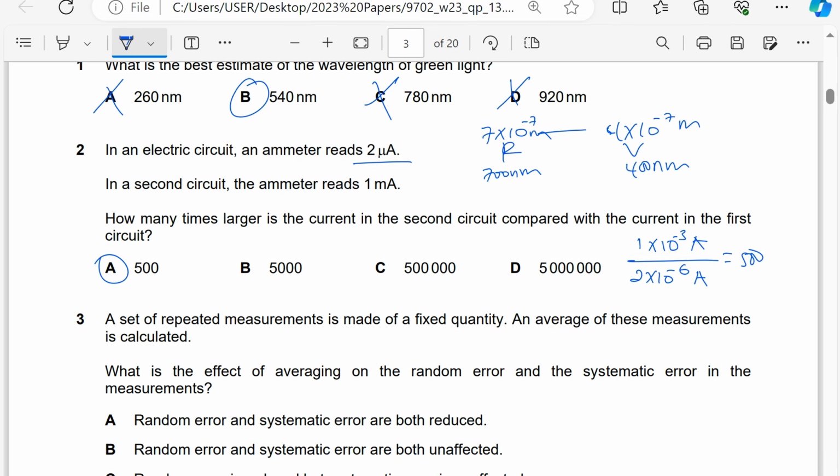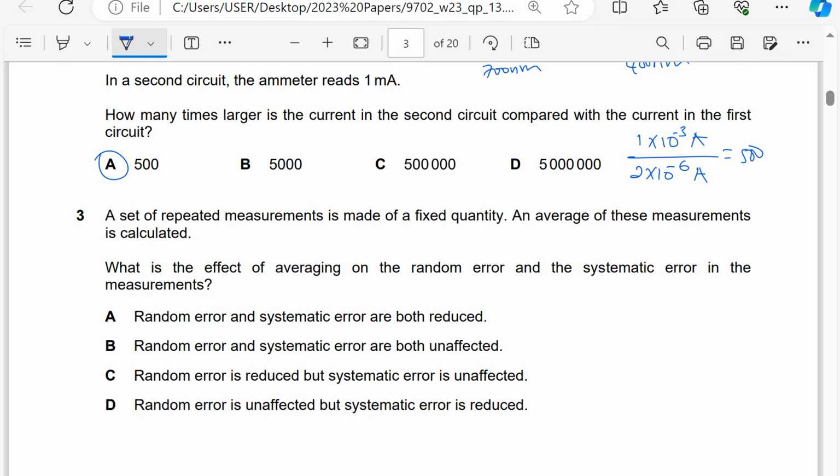A set of repeated measurements is made of a fixed quantity. An average of these measurements is calculated. Remember, the average only reduces random errors, not systematic errors. What is the effect of averaging on the random error and the systematic error in the measurements? Taking an average does not affect the systematic error. It remains there.